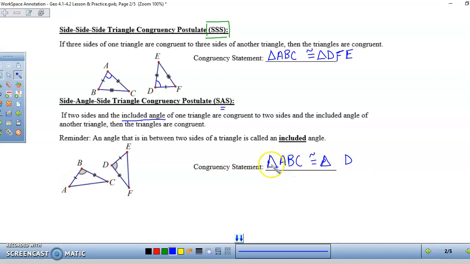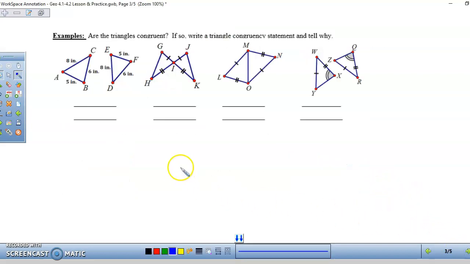Okay, A is on the 1 dash. So here on the 1 dash is E. So I would need to start with E so that A and E correspond, B and D correspond, and then obviously your last letter would have to be F. Okay, so that's doing side, angle, side. So let's look at a couple of examples.